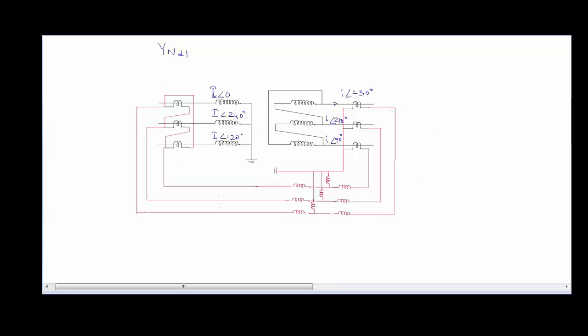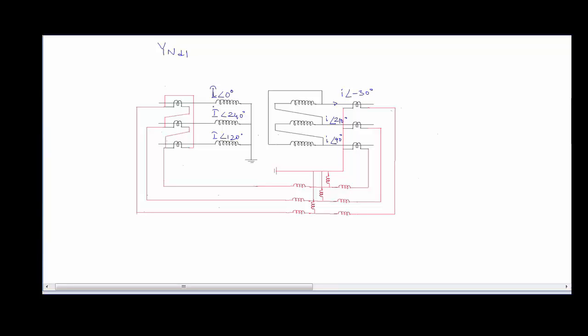Now in order to do this balancing, here we are getting a value of 0 degrees, here we are getting minus 30 degrees, so what we are going to do is connect our CTs in delta formation on the star side, and on the delta side the CTs will be connected in star fashion. So let us suppose that on both sides the current is the same.